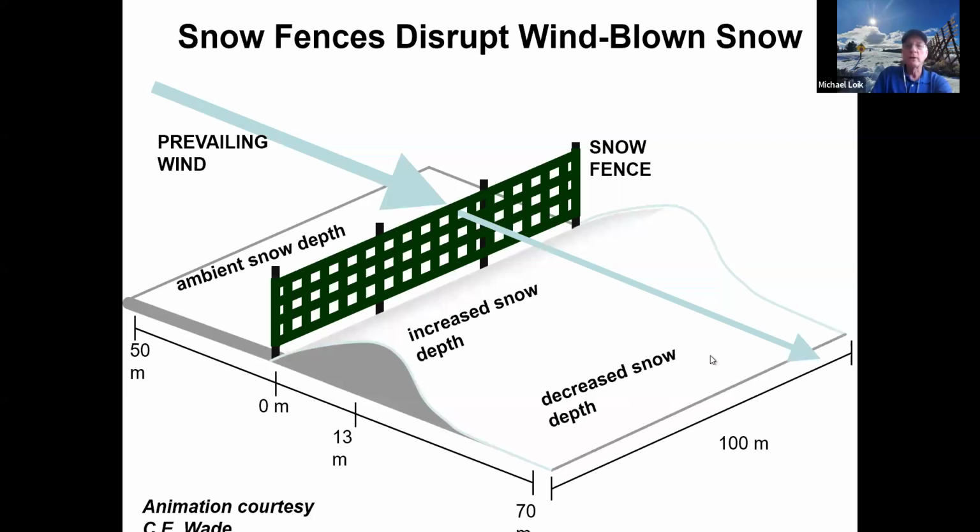Further downwind, there's decreased snow depth, because all of this snow that you're not allowing to blow across Highway 395 is built up in this drift. And that drift is in the same place every year. And what changes from year to year is the height and the volume of snow in the drift. So for 40-ish years, these snow fences have been creating more or less snow on the downwind side.